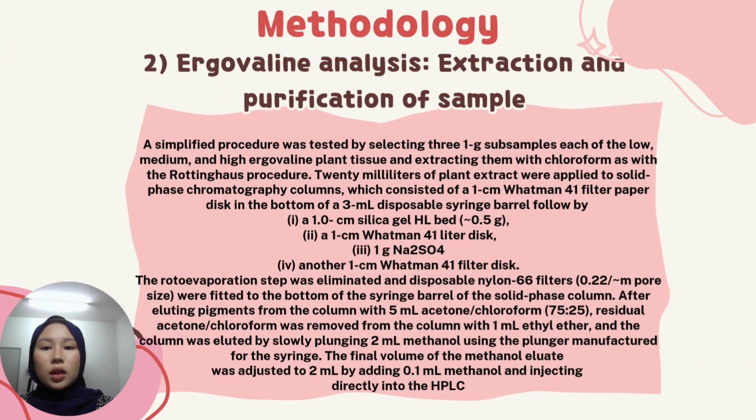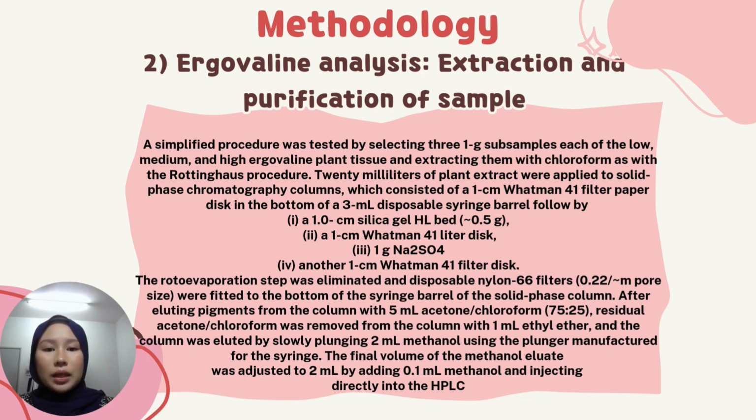The second one is ergovaline analysis, extraction and purification of samples. A simplified procedure was tested by selecting three 1-gram subsamples each of the low, medium, and high ergovaline plant tissue and extracting them with chloroform as in the Rottinghaus procedure.